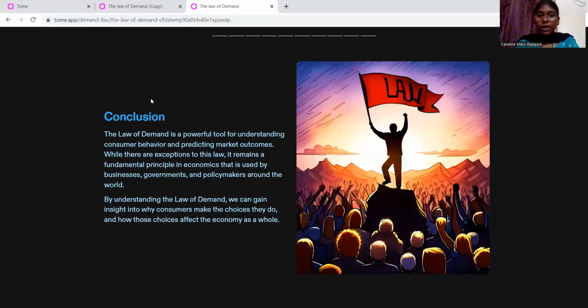And then coming to the conclusion of the topic on the law of demand. It is a very powerful tool for understanding consumer behavior and predicting market outcomes. The law of demand is used by governments, businesses, and policymakers around the whole world. By understanding the law of demand, we can gain insight into why consumers make the choices they do, and how those choices affect the economy as a whole. Thank you.